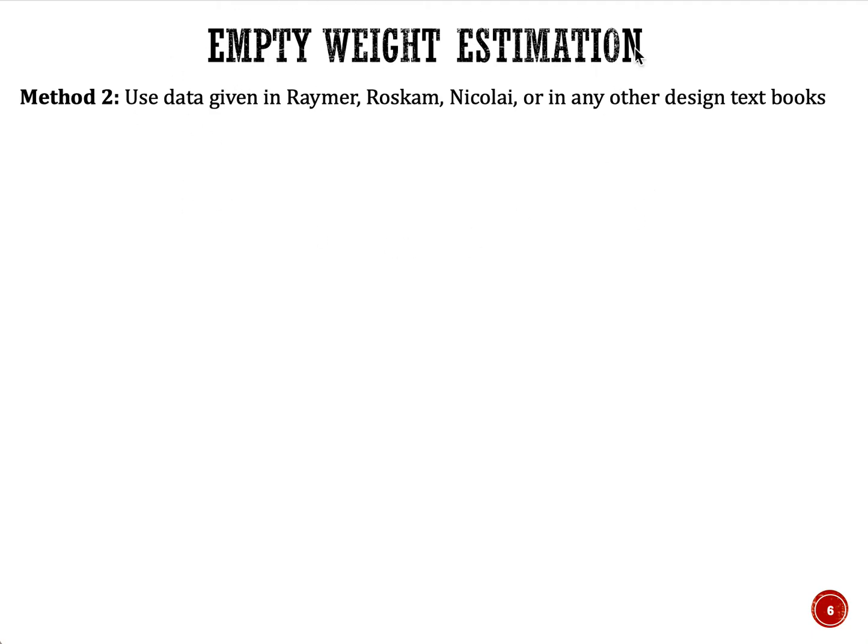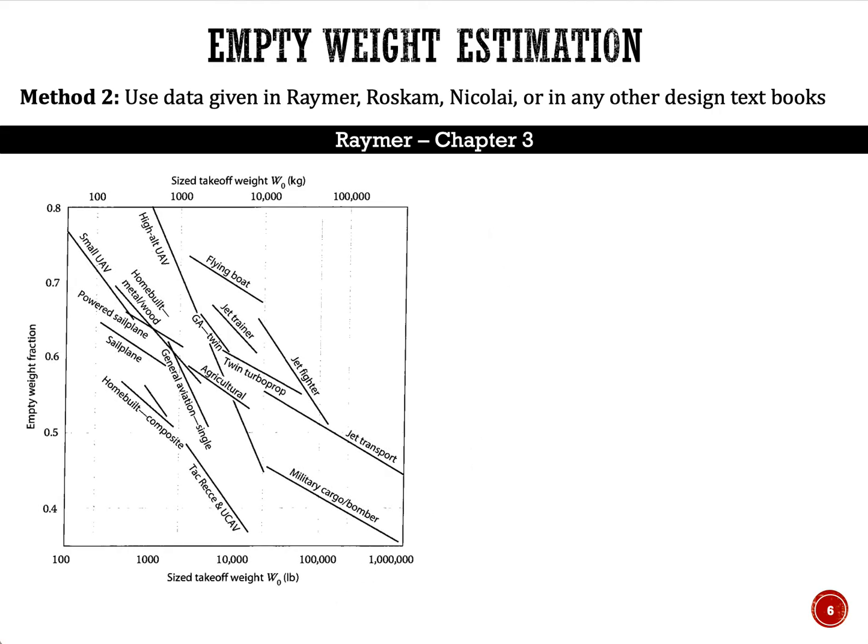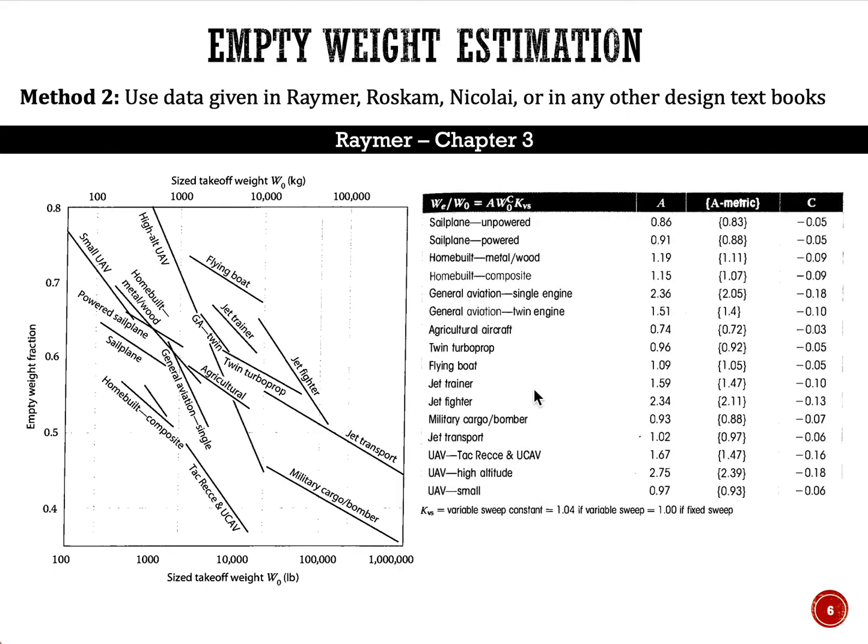Those methods are actually discussed in Raymer, Askham, or Nikolai, or any other textbooks. So I'll discuss a couple of methods from Raymer and Nikolai. In chapter 3 of Raymer, he basically talks about the takeoff weight estimation. Here you have the empty weight fraction on the y-axis and the takeoff weight on the x-axis. You can see the slopes for different aircraft types in here. And then there's a table which you can use to quantify the empty weight for a given takeoff weight.